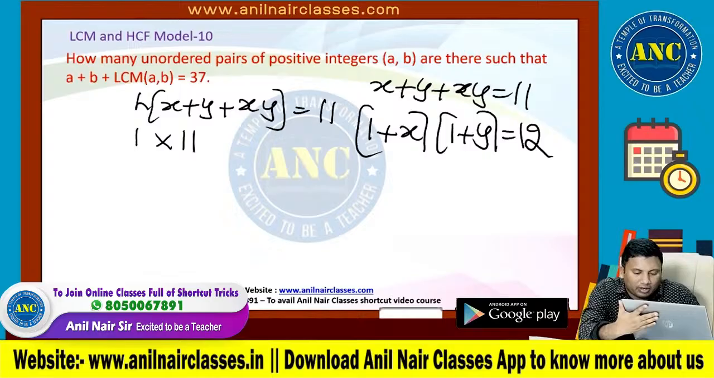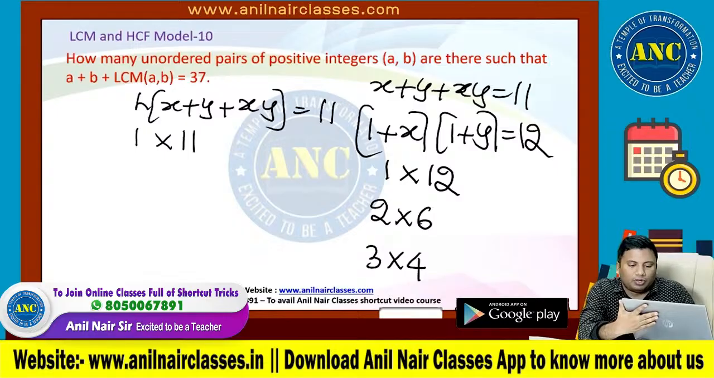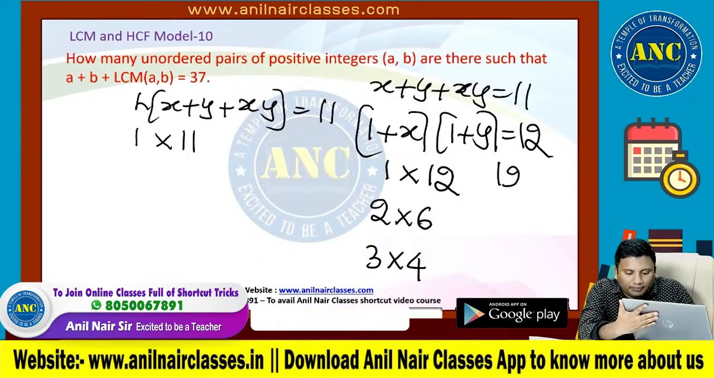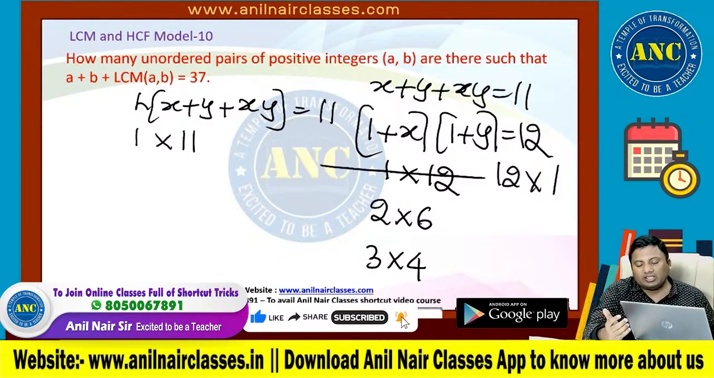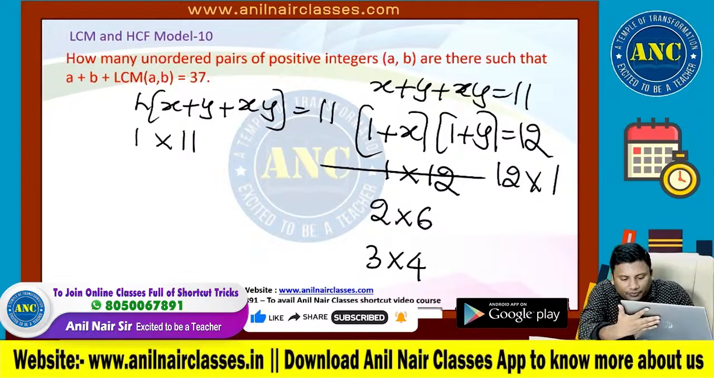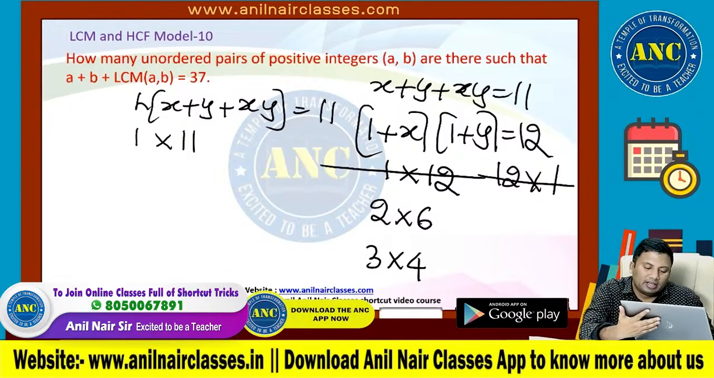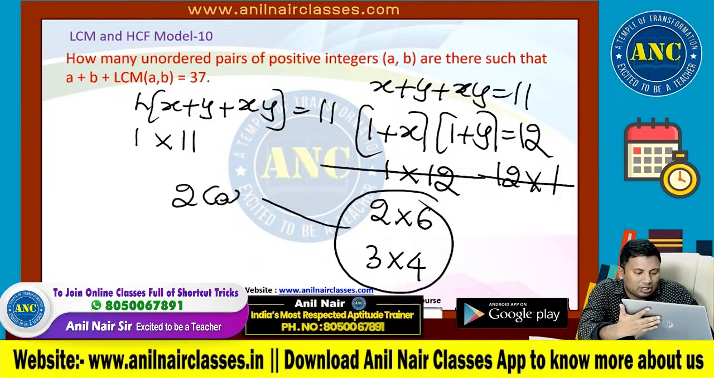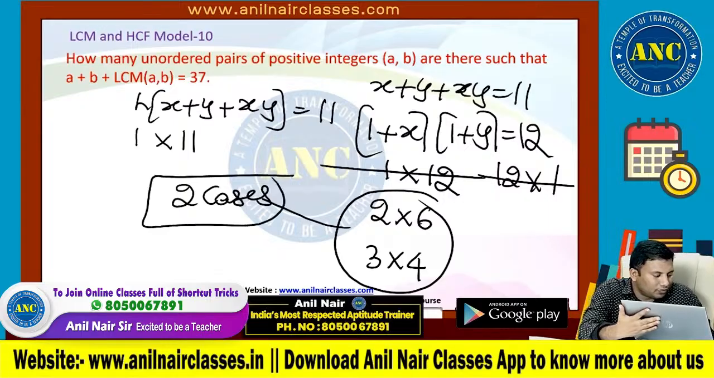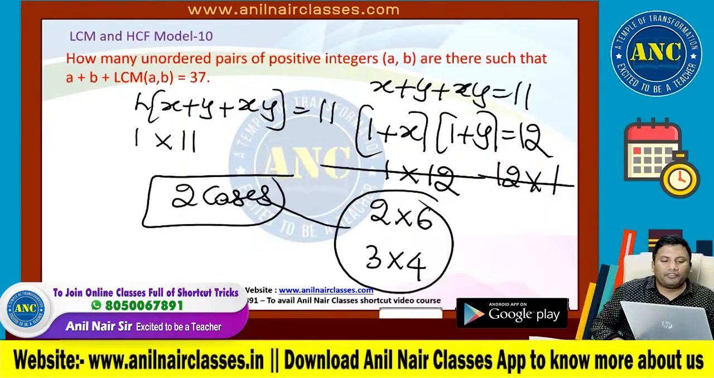Now Banu, your doubt. This is 1 into 12, this is 2 into 6, this is 3 into 4. Next is 12 into 1. This case is eliminated, Banu, because 1 plus x is 1, so x value will be 0. This other case is eliminated because y value is 0. The answer for this question is 2 cases.